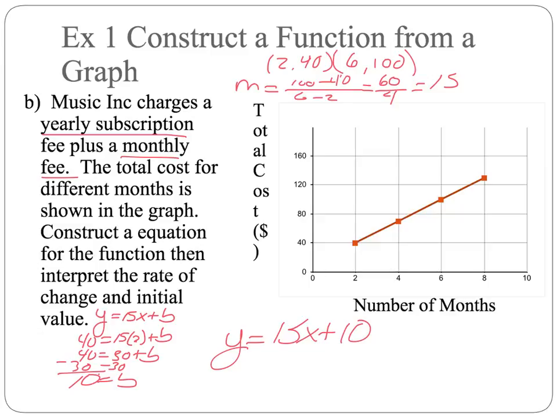Now remember, we're looking at a yearly subscription fee plus a monthly fee. Remember, your y-intercept is your initial value or your starting amount. The 10 is going to be the starting amount, which is the yearly fee. You only pay it once a year. The 15 is going to be your cost per month.